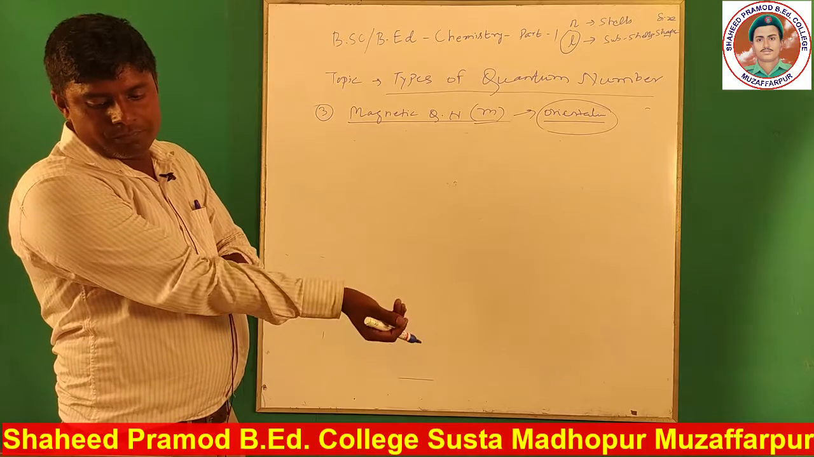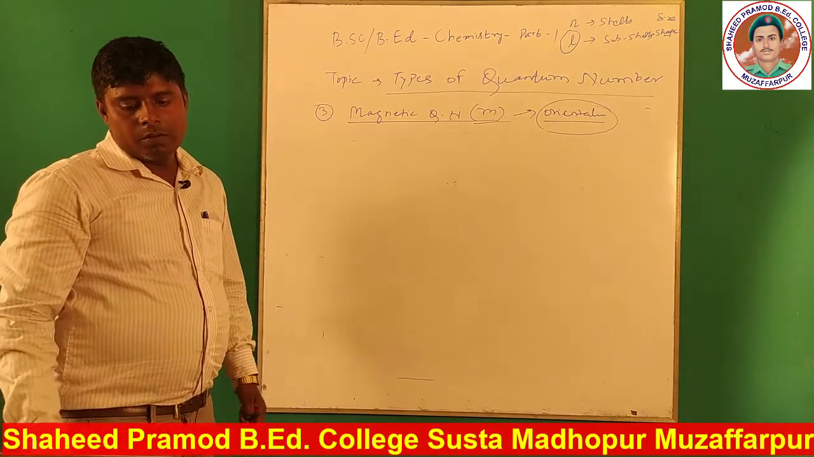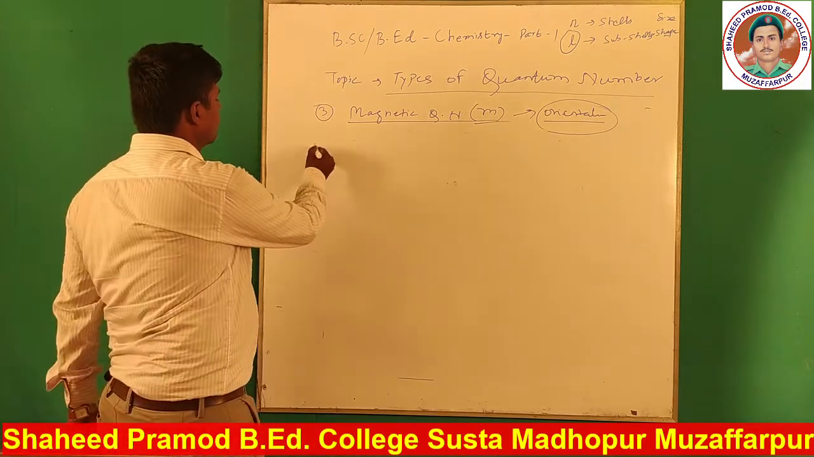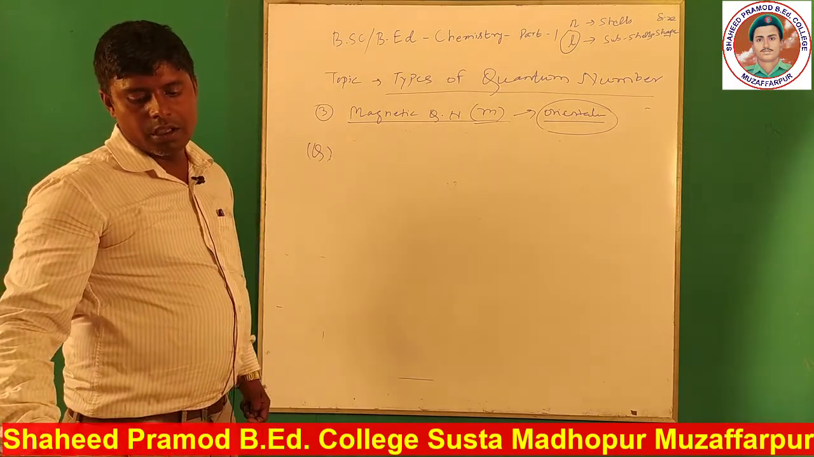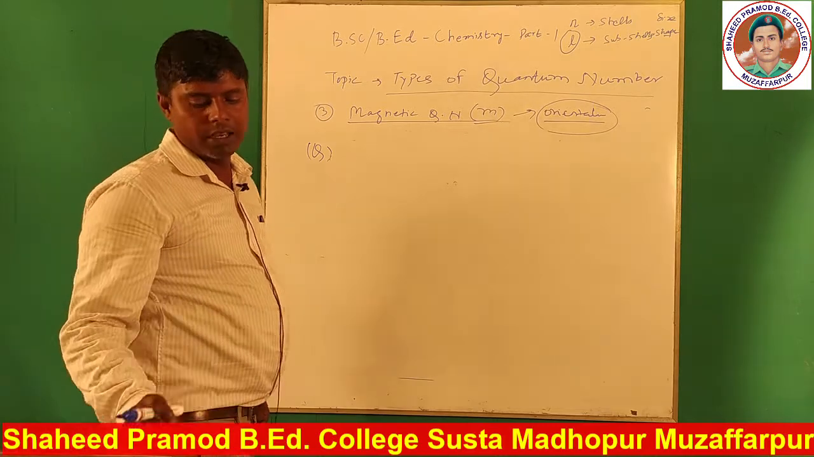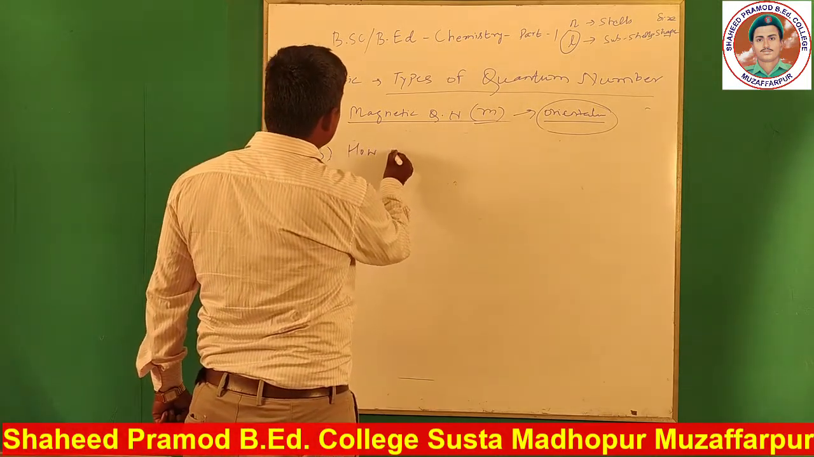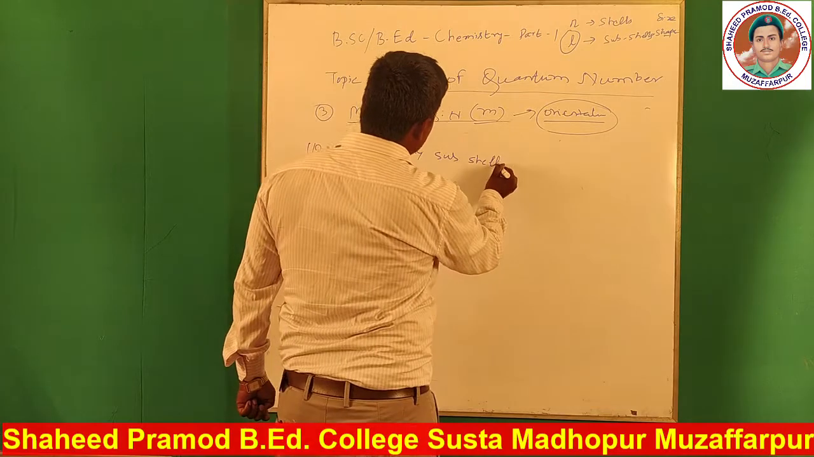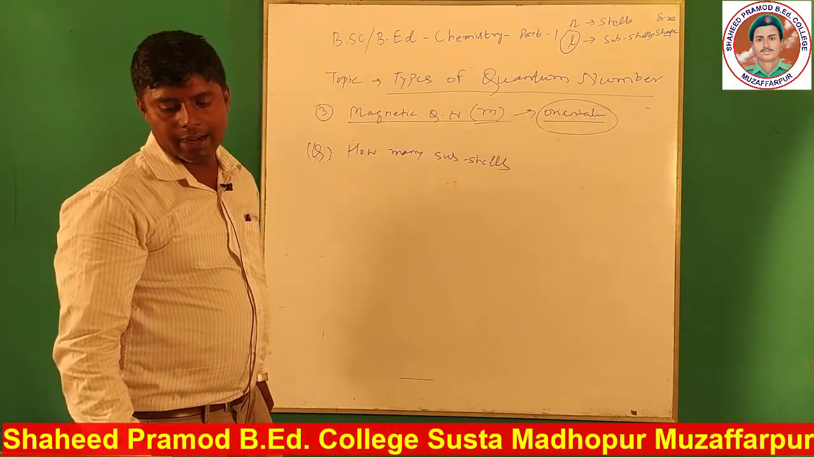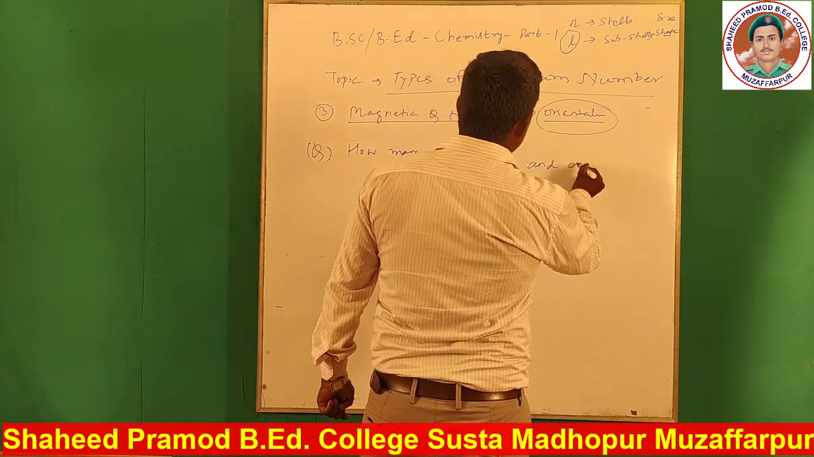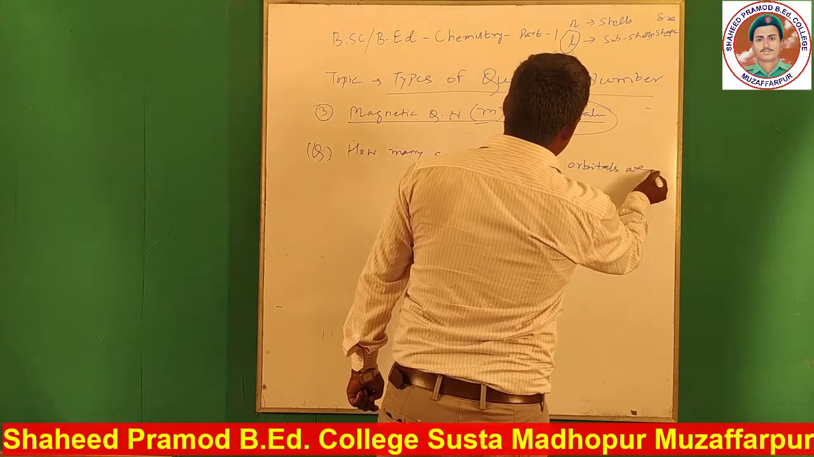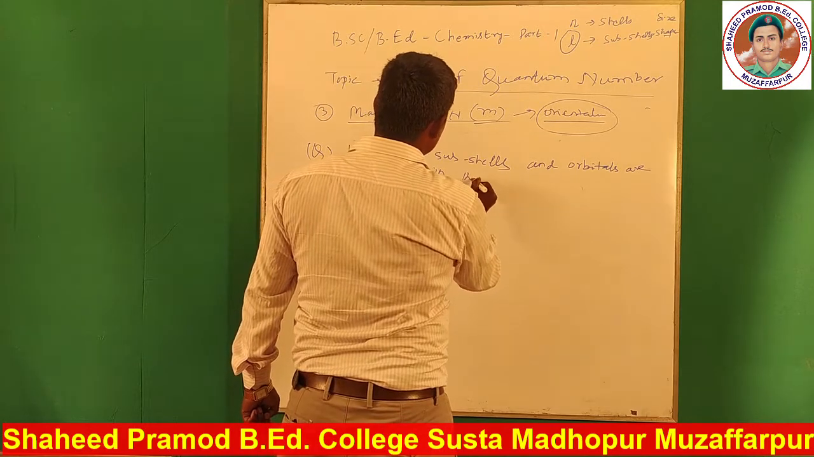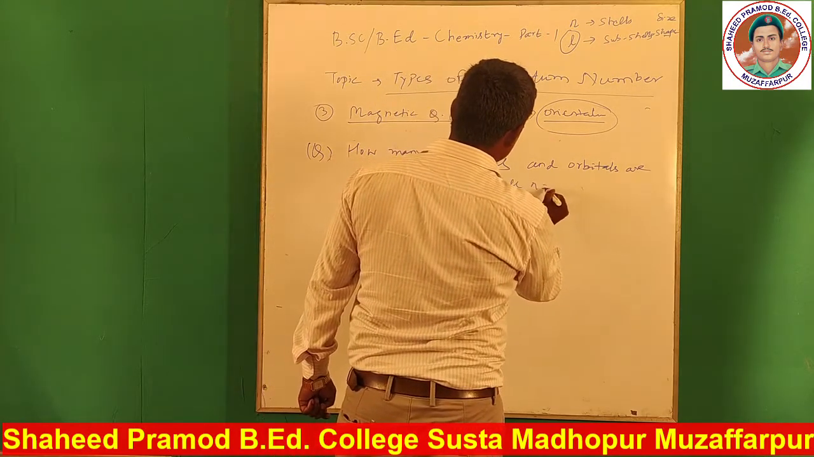So, how many subshells and orbitals are present in the shell n is equal to 3? There is a question.